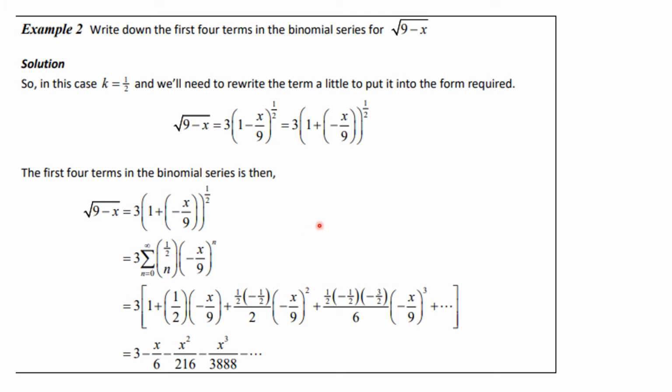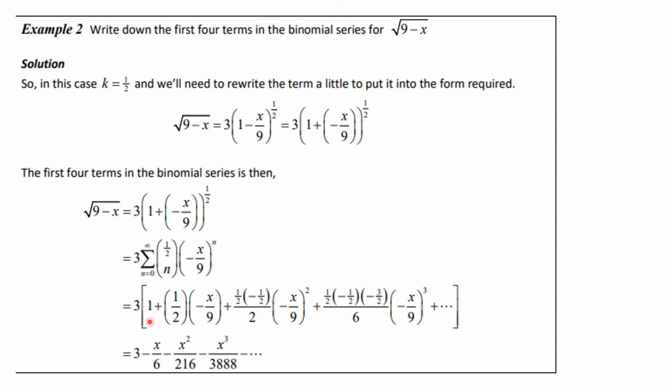So then I use the theorem to expand it. So this expression, the 3 just sits here, but using the theorem on this, I get the summation n equals 0 to infinity of 1/2 choose n times minus x over 9 to the nth power. So then I go through and I write the first few terms of this. The 3 just sits there.